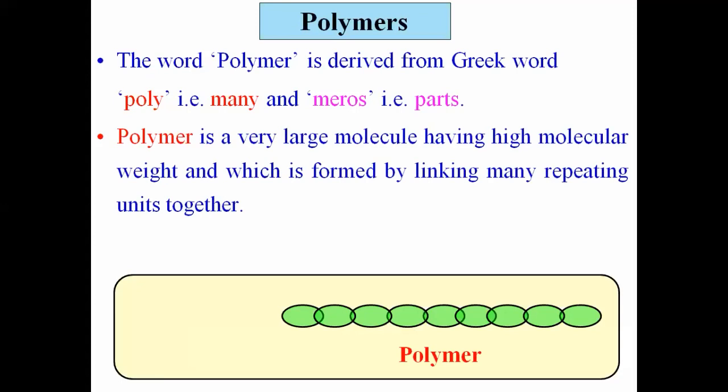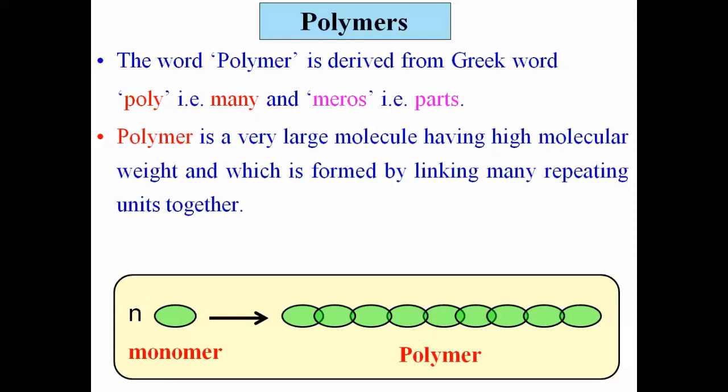It has high molecular weight, and it is formed by linking of many repeating units together. Very small units are repeated many times, forming a long chain compound with linkage between the small units, and that compound is called a polymer. Suppose this is a small unit, and there are n number of small units. When these n small units link together, a long chain compound with high molecular weight forms, and this is the polymer. That small unit is called the monomer, while the long chain compound is called the polymer.